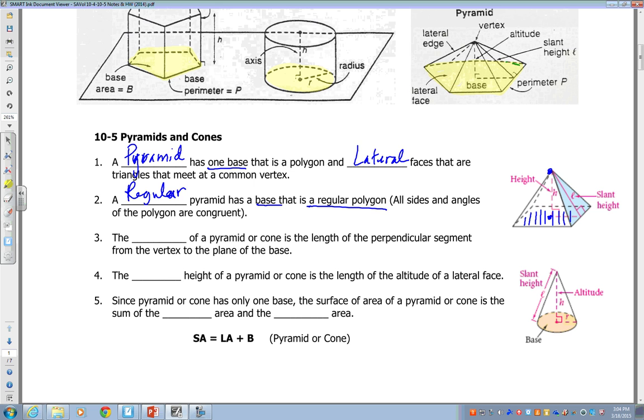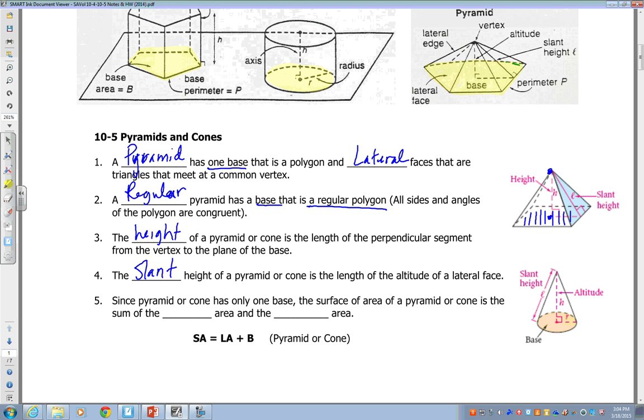Now, if I'm looking at the perpendicular segment, that's the height of the pyramid. The segment that's perpendicular from the base to the vertex, that's the height. Now, this is the new one that you're going to use for a pyramid, which is called the slant height. Okay, I'm hoping it's real simple to determine between the height and the slant height of the pyramid.